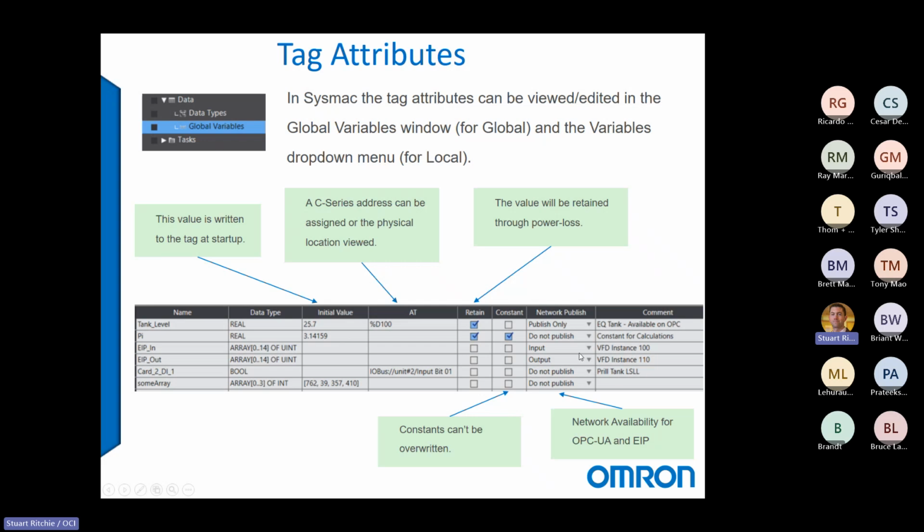I'm not gonna dive into it too much here, but the network publish column, this is for networking. So Ethernet IP and OPC UA. We'll touch on this in session 4, so these should be clarified a bit more on session 4. And a comment, of course, if you like to comment your tags, you've got that option there too.